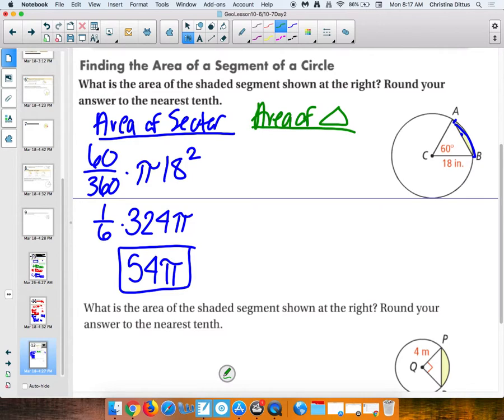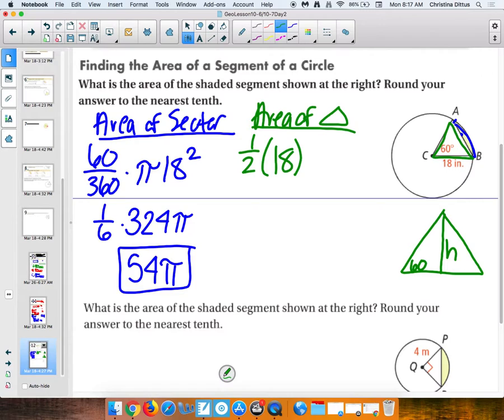What's the formula for area of a triangle? Half base times height. Good. What am I going to use for my base of this triangle? 18. Here's the tricky part. I'm going to make a bigger triangle. Notice it says this angle is 60. How can I find my height?